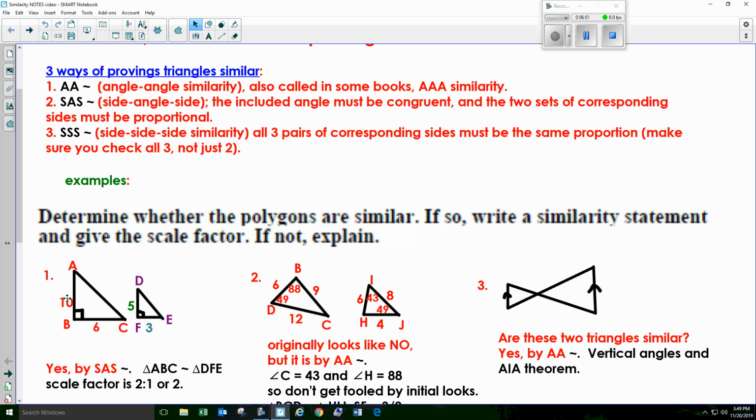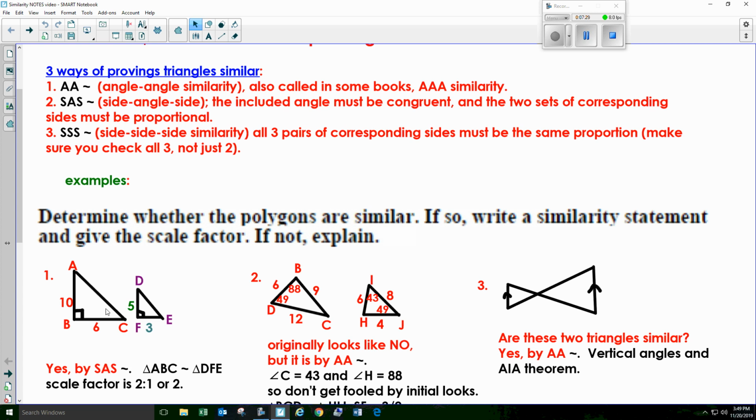So look at the setup I have. Notice I have SAS, SAS. So if they're similar, I already know it's by SAS similarity. And that's why you see the answer yes by SAS similarity. So the angles are congruent. Remember, the angles must be congruent. They're both 90 degrees. And now I check the corresponding sides. 10 to 5 has a ratio of 2 to 1. 6 to 3 has a ratio of 2 to 1. So both the ratios of the corresponding sides are congruent. So now we can say yes, they are similar by SAS similarity.